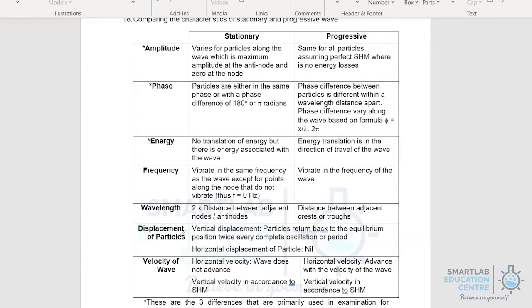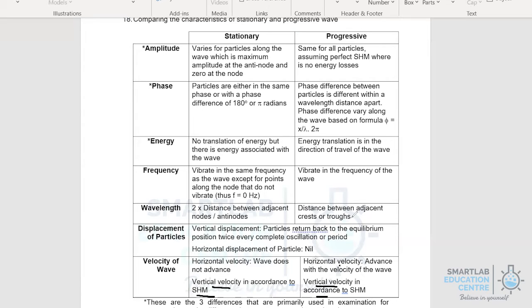Displacement. Displacement of particles in the case of stationary and progressive wave are all the same. In this case, the particles return to the equilibrium position twice with every complete oscillation or period. Obviously, this similarity does not apply to particles along the node. Finally, if you look at the velocity of the wave, the stationary wave does not have a velocity in the direction of its travel. However, the particles will still exhibit vertical velocity in accordance to simple harmonic motion, which is similar in the case to progressive waves.